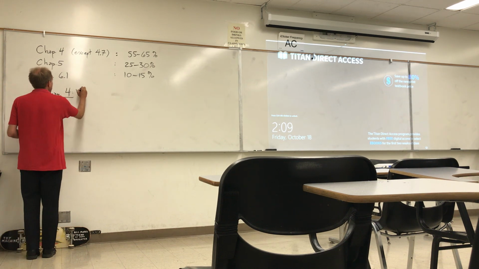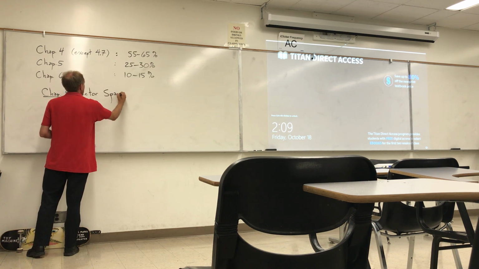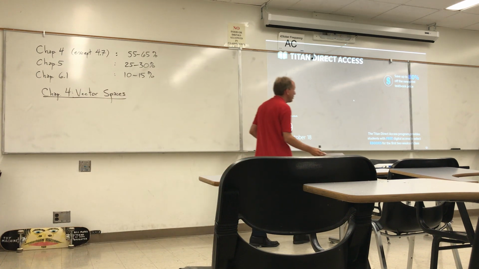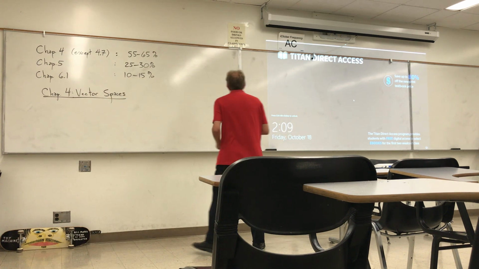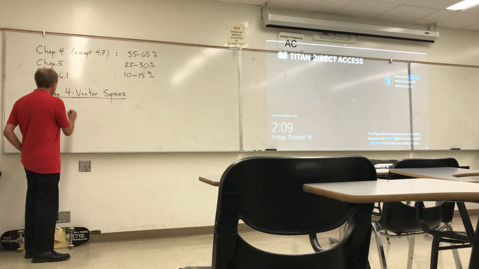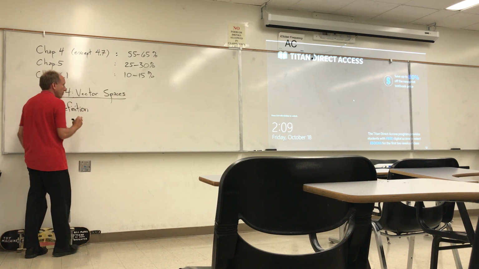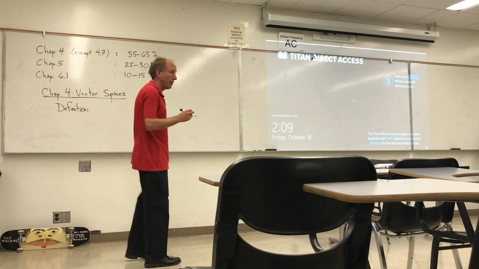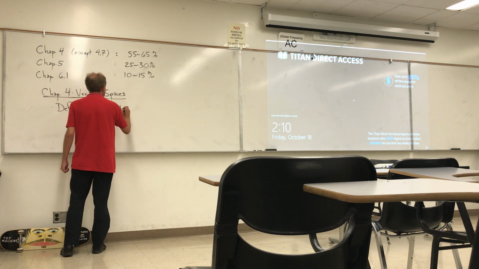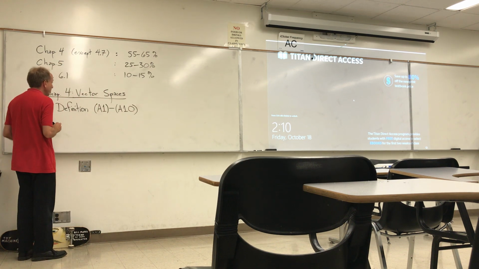Chapter 4 is about vector spaces. And just a quick rundown of some of the things that you should be able to do with vector spaces. You should definitely know the definition. So, the 10 axioms that we learned. So this would be A1 through A10. Okay? So you want to know the axioms of a vector space.